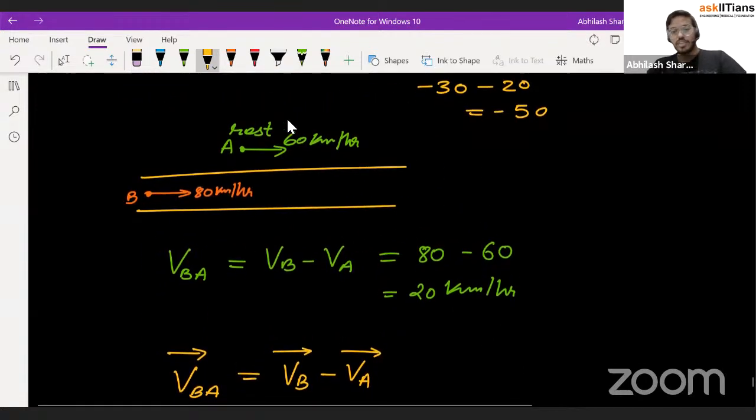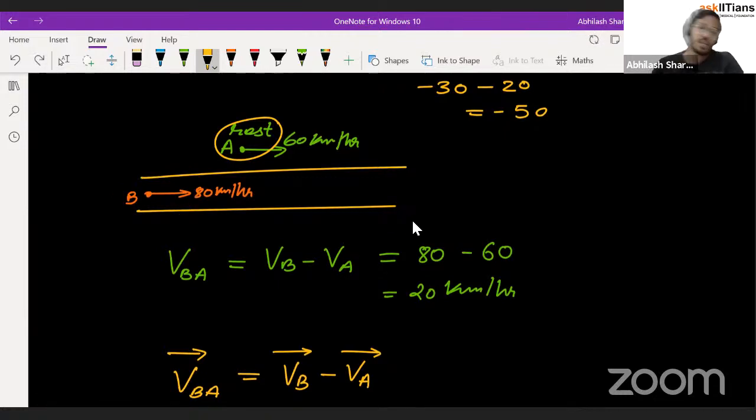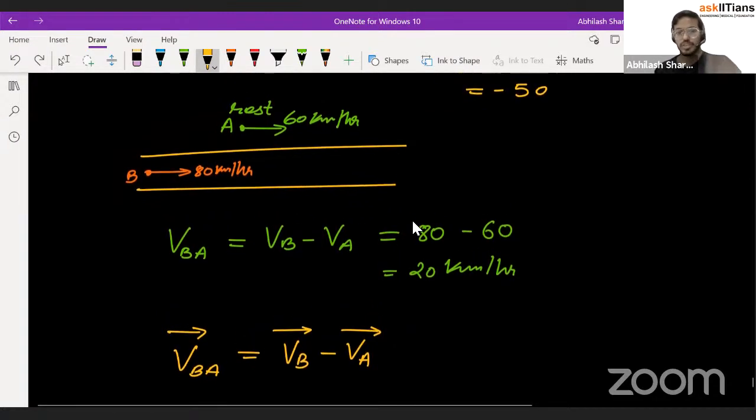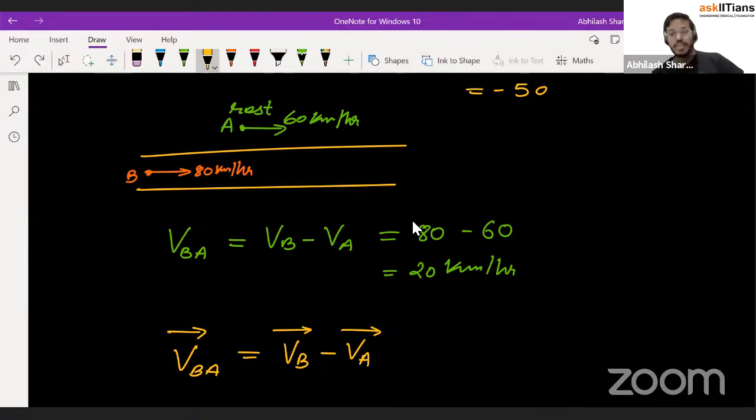By the way, we saw that A observed B going with 20 km per hour. B was moving faster. What if I ask you how B will observe A? Velocity of A with respect to B. What do you think? Now you sit in the car B and try to observe A. Yes, negative 20. Numerically, mathematically, it's negative 20. But what does it mean practically?